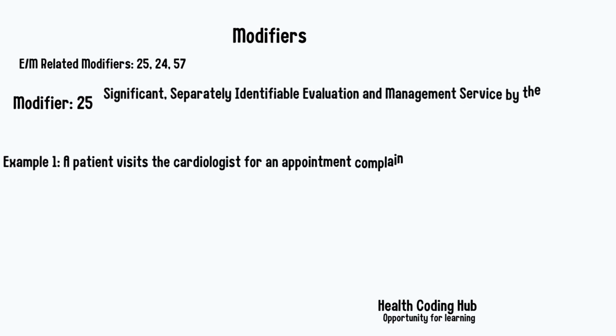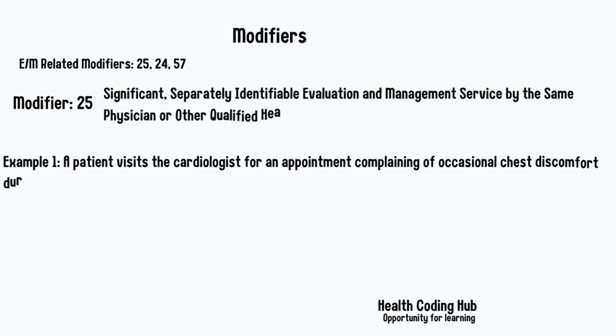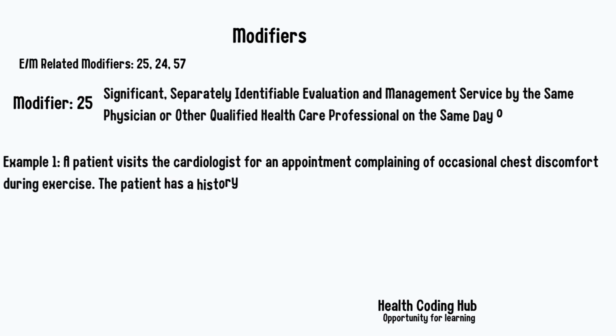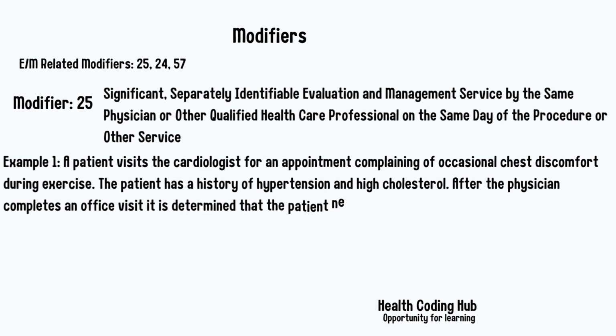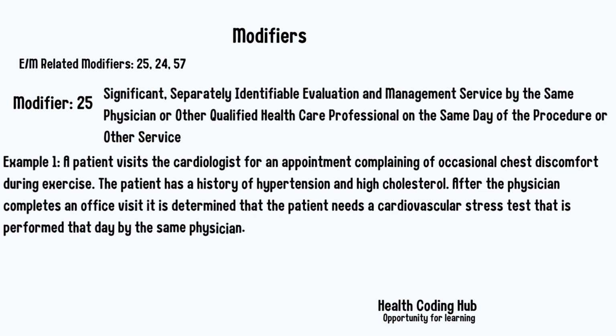In medical coding, we have three major modifiers which are frequently used with E&M codes: modifier 25, modifier 24, and modifier 57. So what is modifier 25? Modifier 25 is a significant, separately identifiable evaluation and management service by the same physician or other qualified healthcare professional on the same day of a procedure or other services.